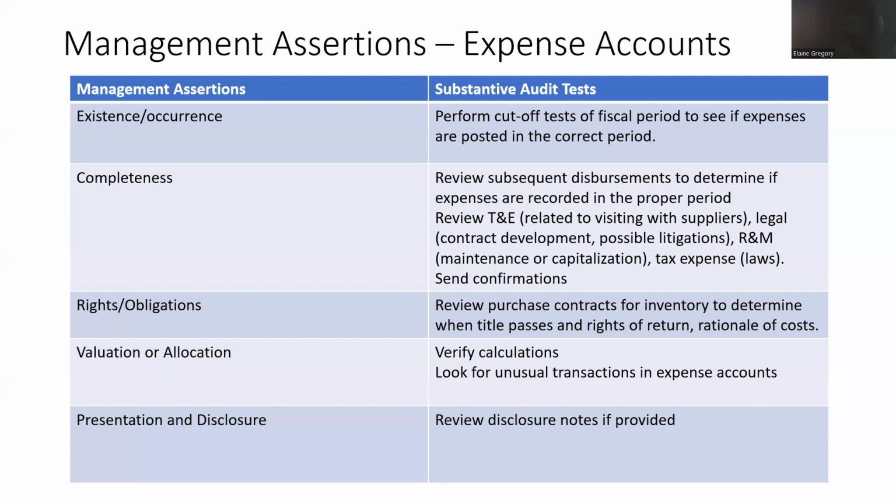Review travel and entertainment. Did that person travel to a supplier? Were they traveling on business regarding the company? Check the legal expense accounts. Was there any contract development that needed legal opinions? Were we renegotiating contracts where legal had to be involved? Maybe there are some possible litigations that we could see through looking at invoices from the attorneys. Look at your repair and maintenance. Again, is it maintenance or should it be capitalized?